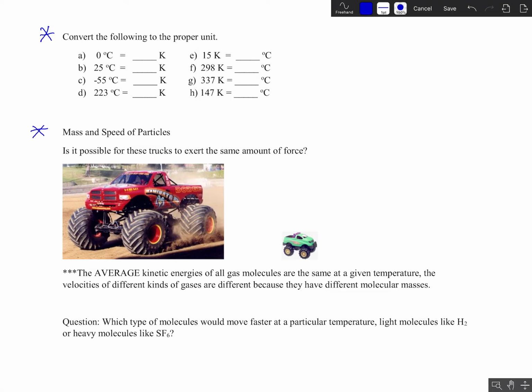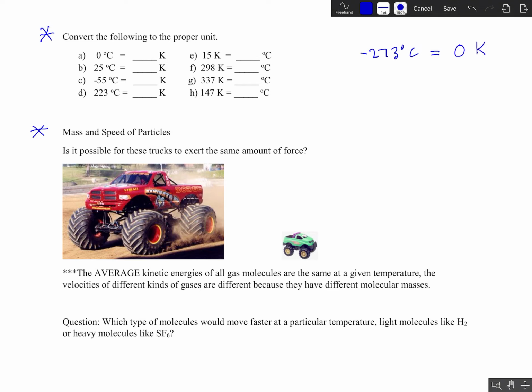Now, if you guys recall, the lowest possible temperature was determined to be negative 273 degrees Celsius. That's when molecular motion stops. The kinetic energy of atoms or molecules equals 0. Now, since that's the lowest possible temperature, it was determined that we should call that absolute 0, or on the Kelvin temperature scale, 0 Kelvin.